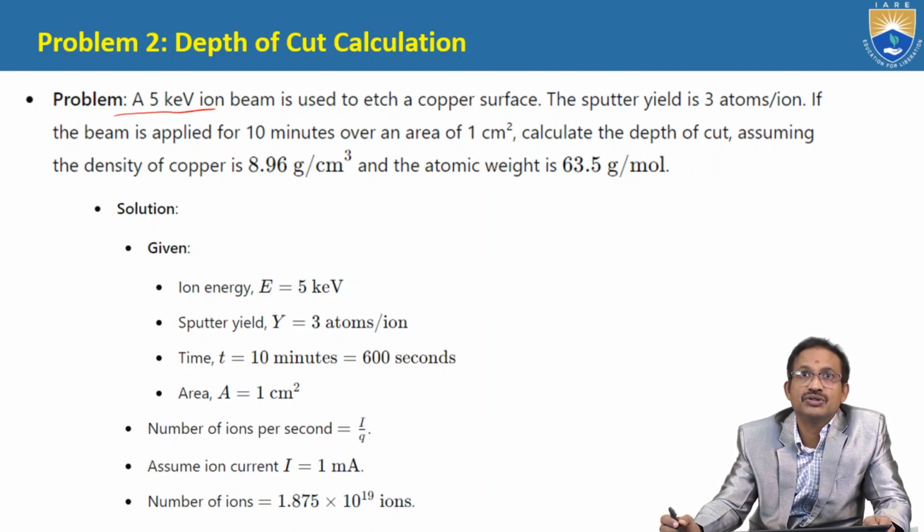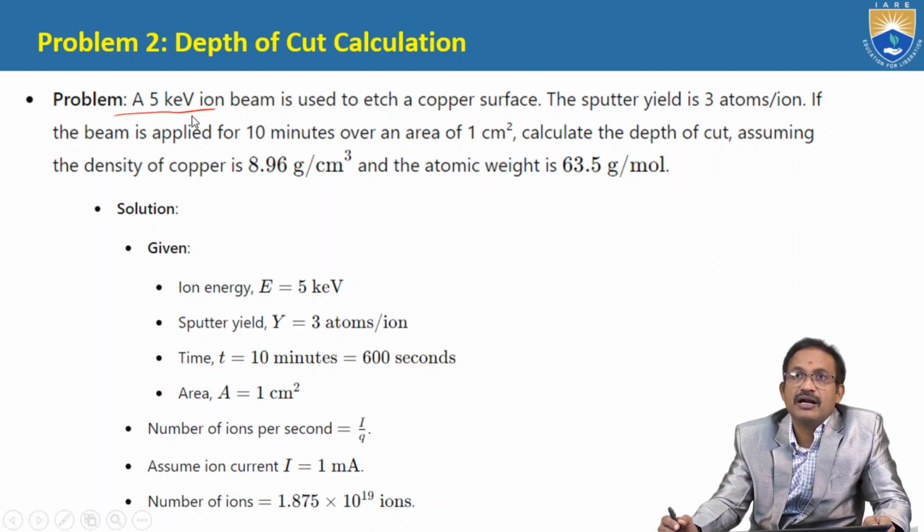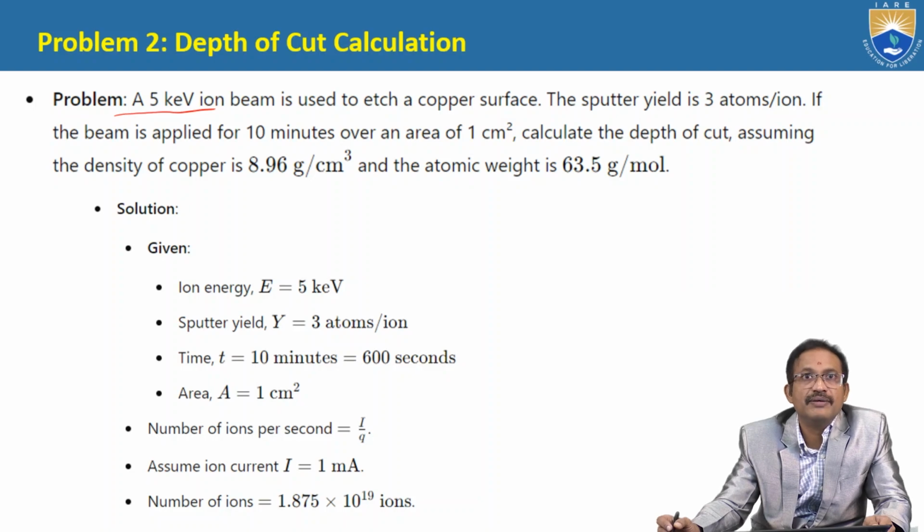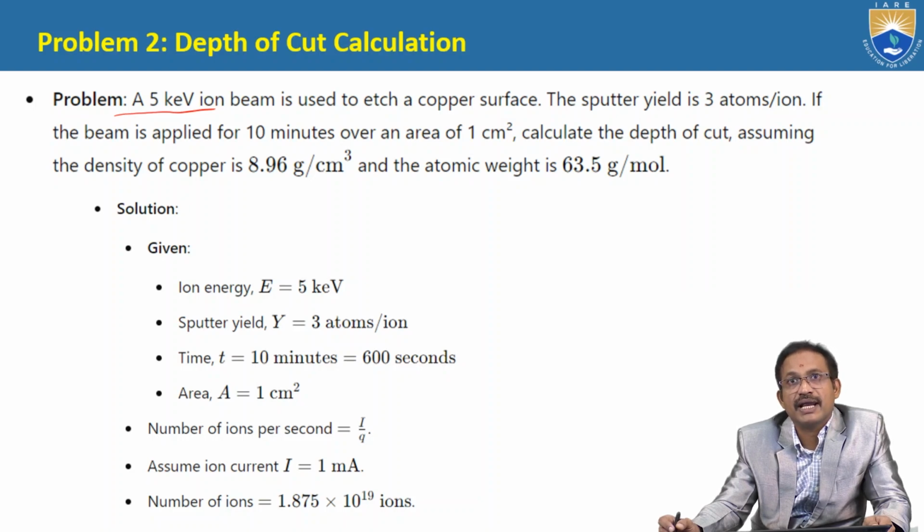We use it to etch a copper surface. The sputter yield is 3 atoms per ion. If the beam is applied for 10 minutes over an area of 1 centimeter square, calculate the depth of cut, assuming the density of copper is 8.96 grams per cubic centimeter and the atomic weight is 63.5 gram per mole.